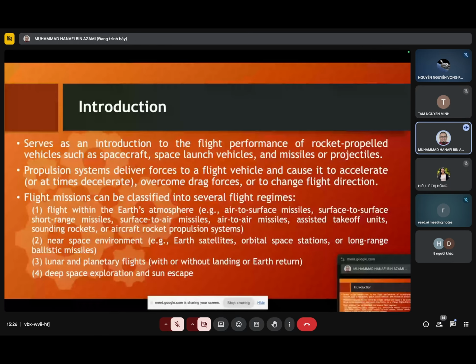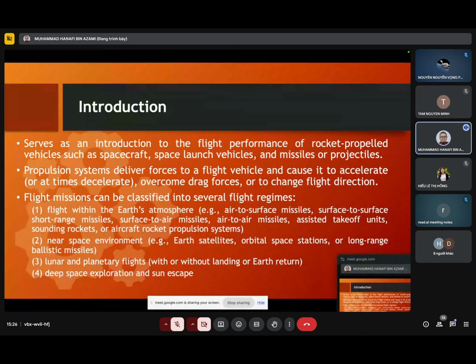Again, a rocket is an engine. This engine can push spacecraft. This engine can give thrust to the space launch vehicle if it is used to launch something to space. And also this engine, rockets, for missiles, to send weapon warheads to destroy something.